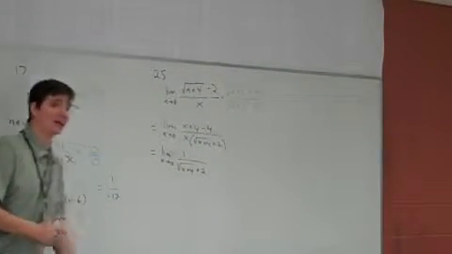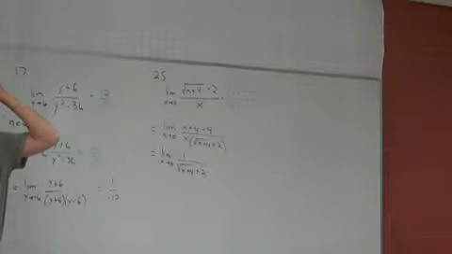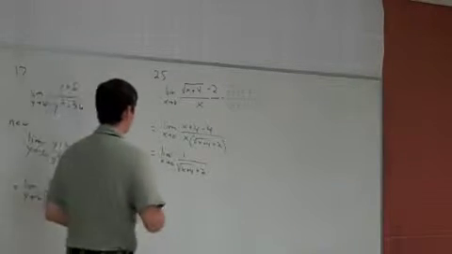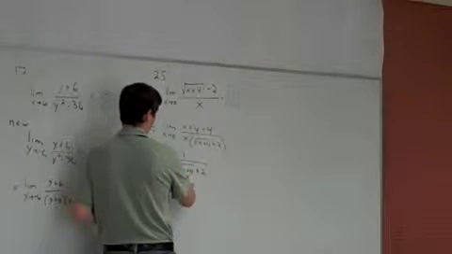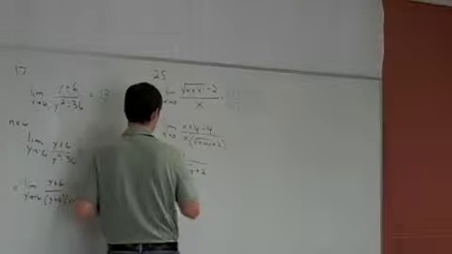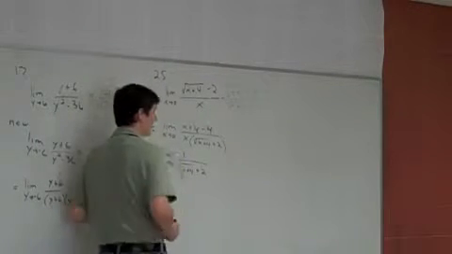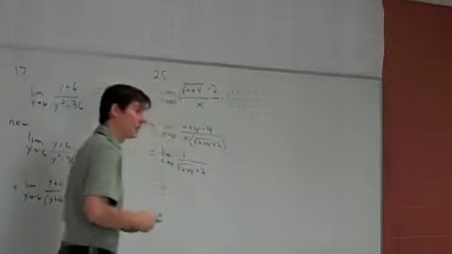And now, can you plug in x equals 0? Yes, you can. And you get, if this is 0, the square root of 4 is 2, plus 2. The limit does exist, and it is equal to 1/4. Okay?